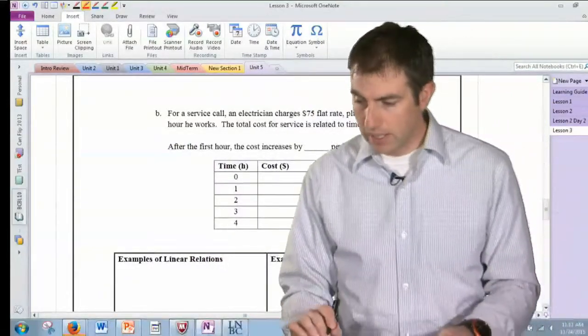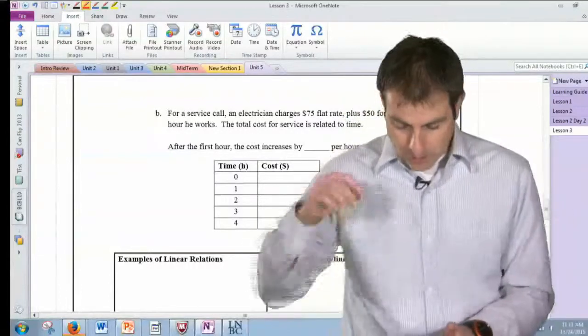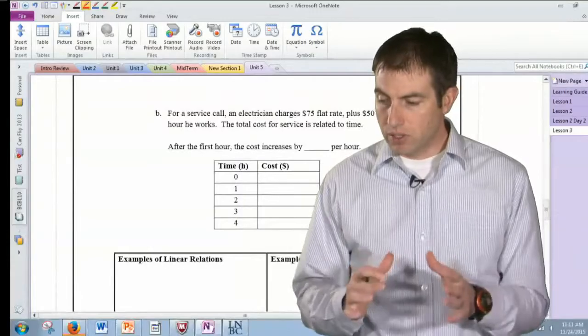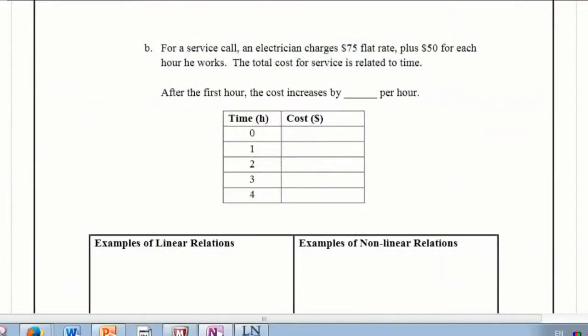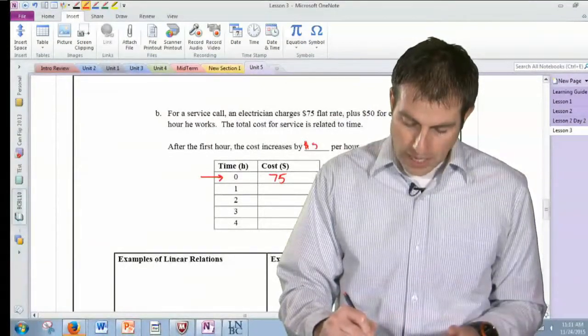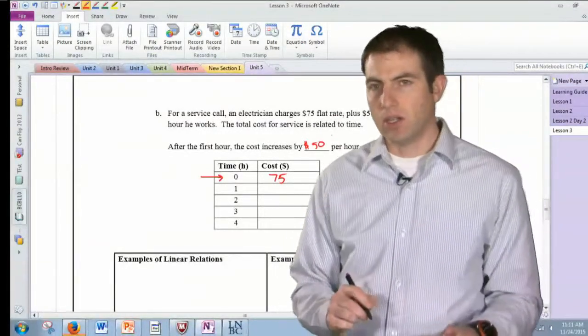Pretty amazing. All right, so let's try to fill out a table of values for the information we're given here. For a service call, the electrician charges $75 and then $50 for each hour. This is that same idea that Alex was making fun of before. At time 0 hours, even before that person shows up to your house, they've charged you $75. And then each hour we increase by $50.